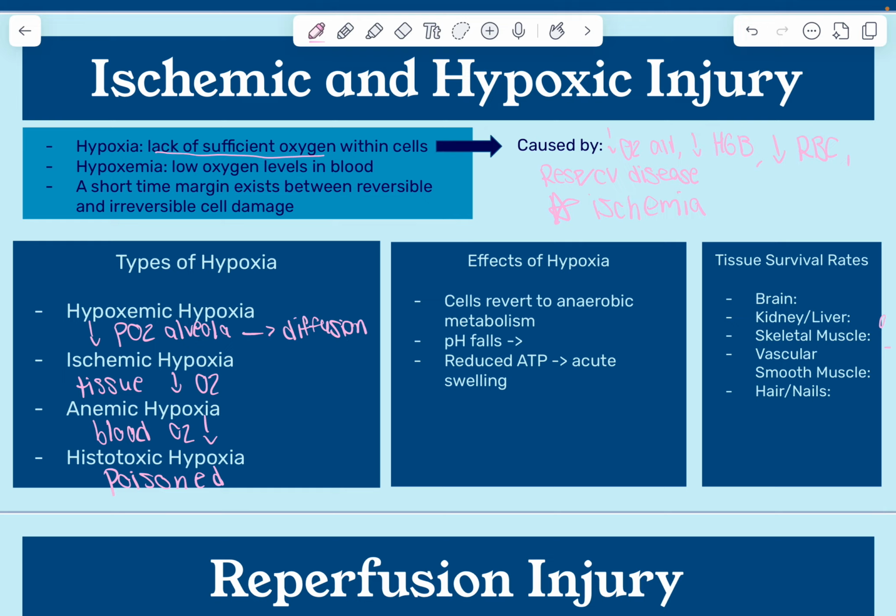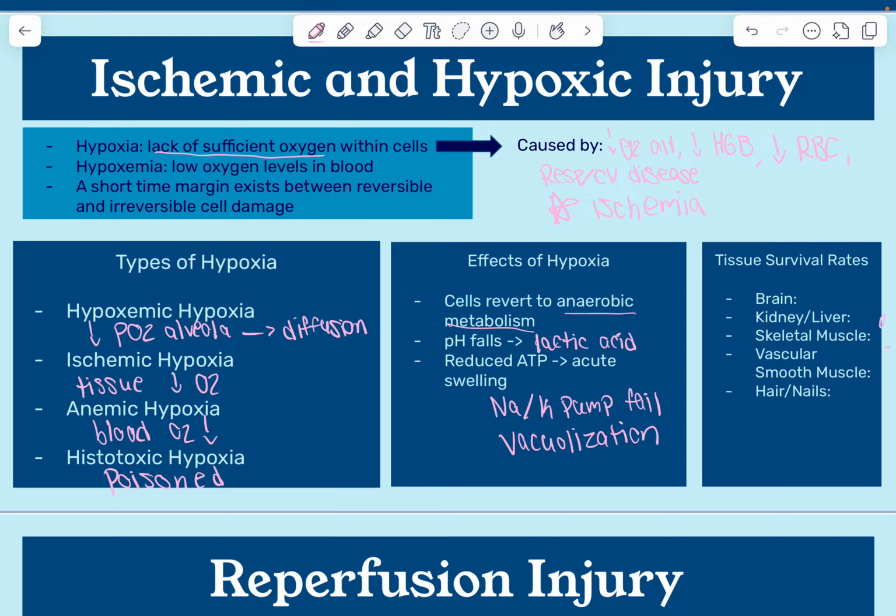they're getting. The different effects of hypoxia will make our cells revert back to anaerobic metabolism. The pH will fall, which causes an accumulation of lactic acid inside of the cells. And there's reduced ATP, which leads to acute swelling. And this is going to make the sodium-potassium pump fail. And this will also cause vacuolization to occur.